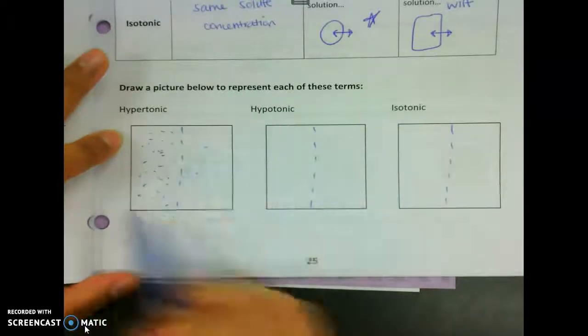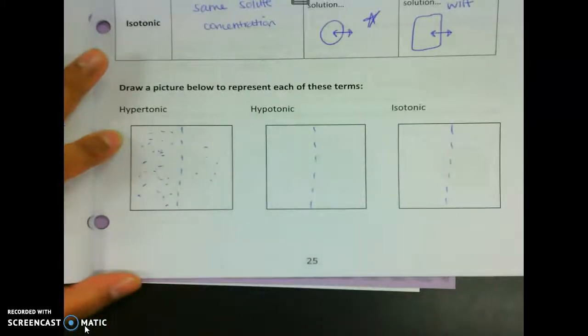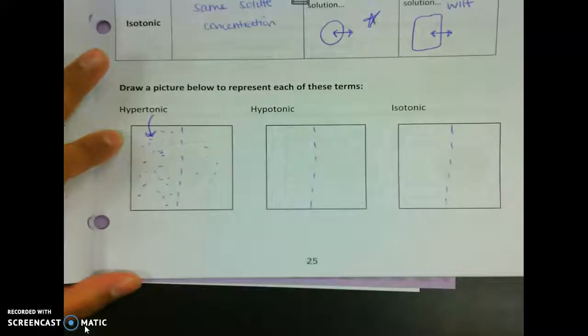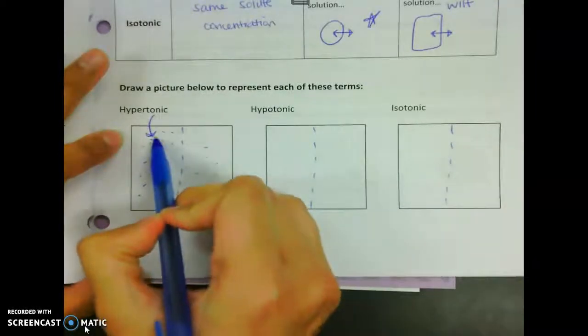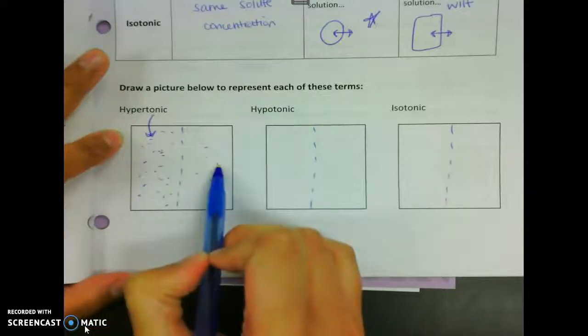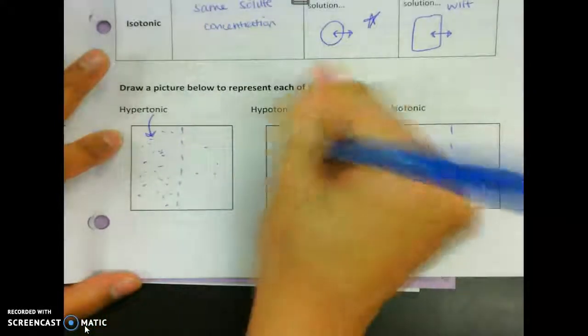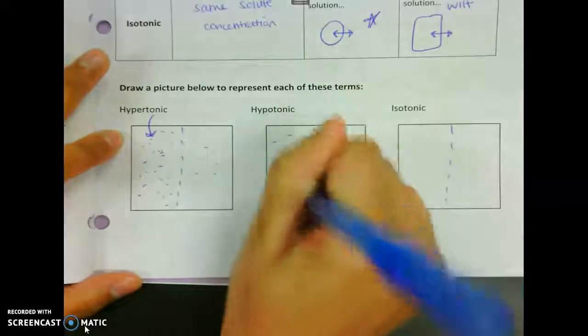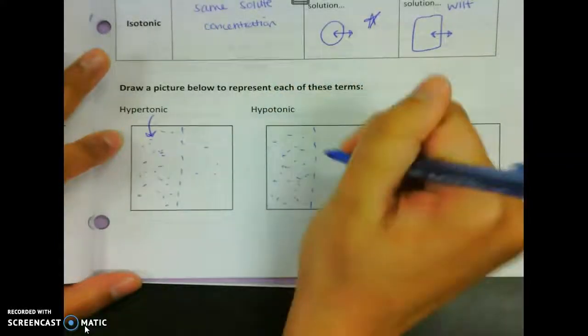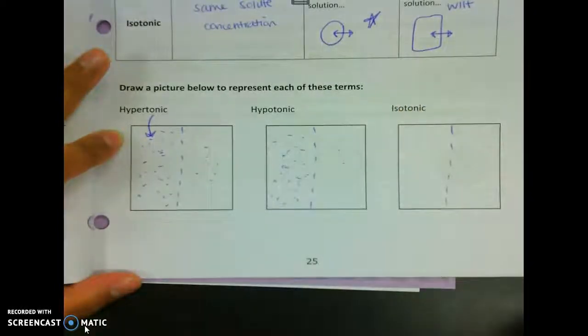Now, in this first box, which side is hypertonic to the other? If you said the left, great job. Go ahead and draw an arrow to remind yourself that this side is hypertonic and this side is not. In the middle square, let's go ahead and draw the exact same situation. So a ton of solute molecules on one side and just a few on the other.